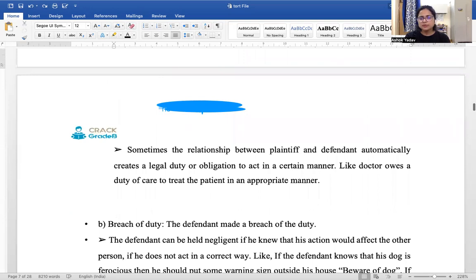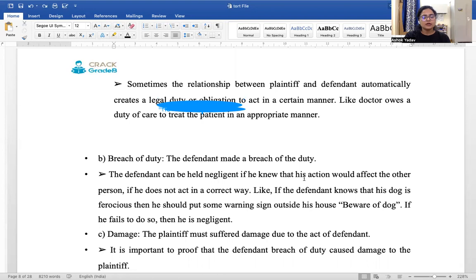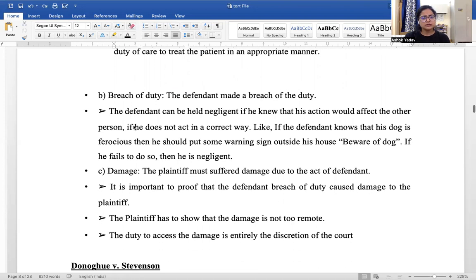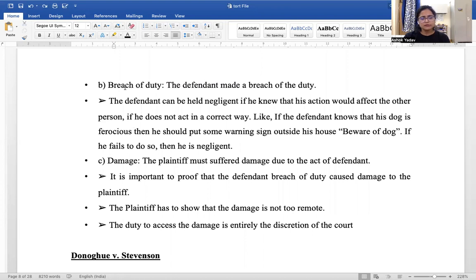Sometimes the relationship between plaintiff and defendant automatically creates a legal duty or obligation to act in a certain manner, like a doctor owes a duty of care to treat the patient in an appropriate manner. And the second essential element is breach of duty. First of all, there was a duty of care, then there was a breach of duty. That is to say, the defendant made a breach of the duty.